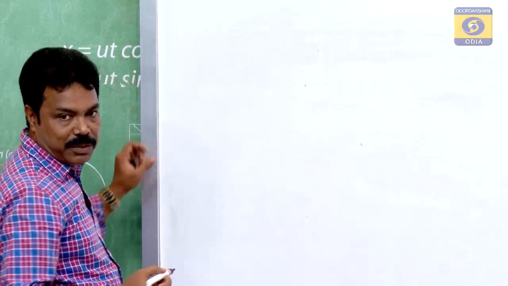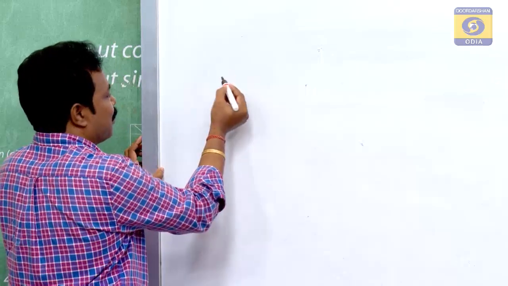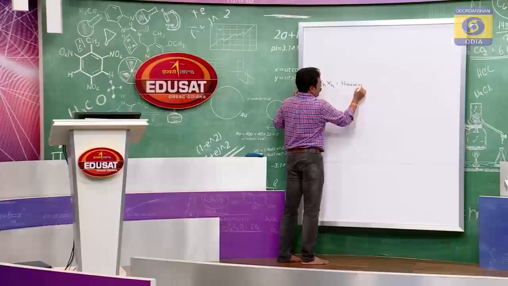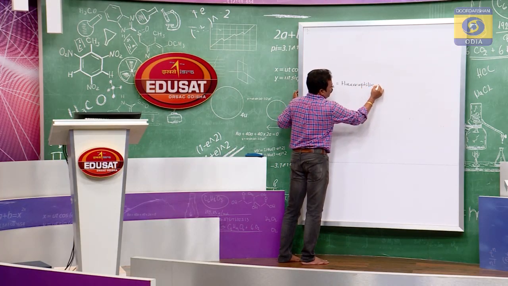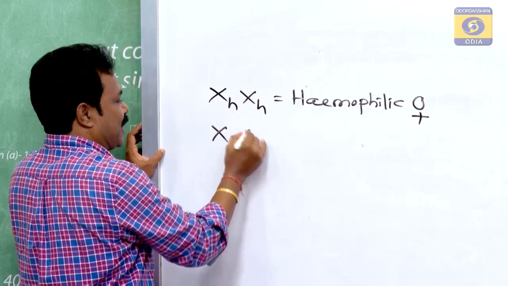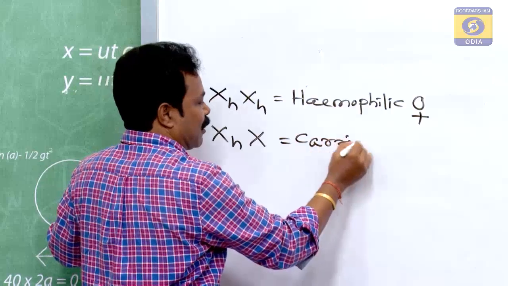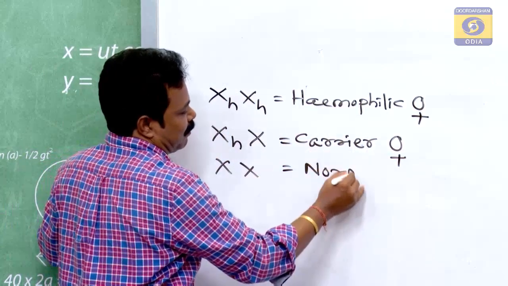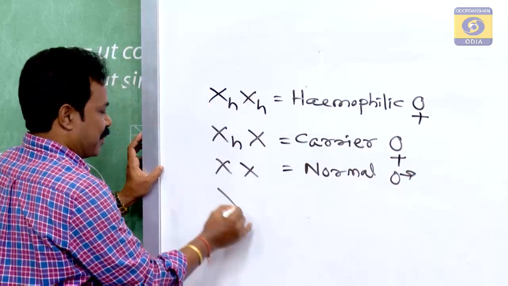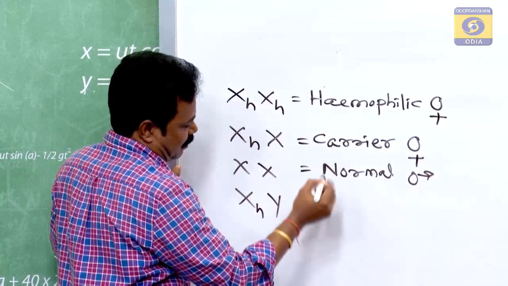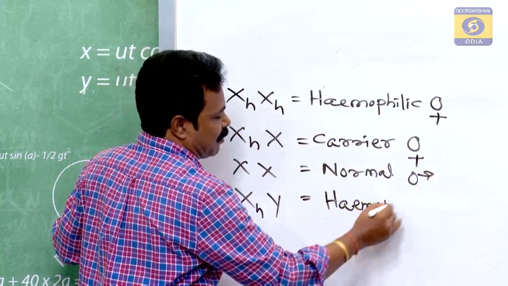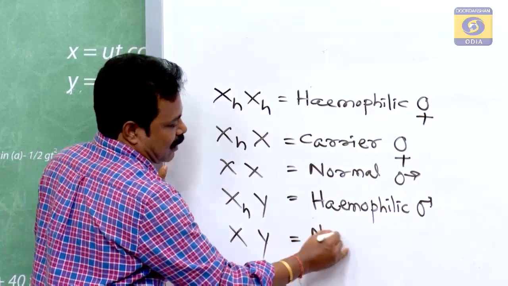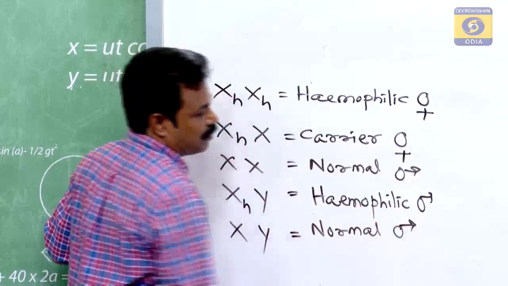First, we should write the possible genotypes of male and female. For example, XHXH, hemophilic female, XHX, carrier female, XX, normal female. Similarly, XHY, hemophilic male, and XY, normal male. Okay?